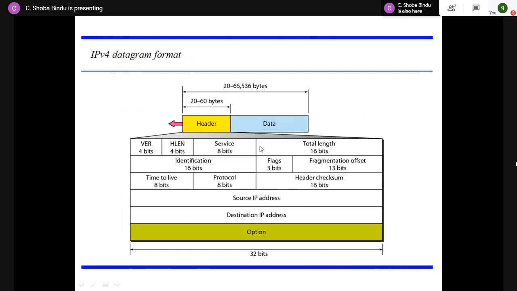So when you want to get the size of this data, what do you have to do? Total length minus the length of the header gives us the length of the data here.